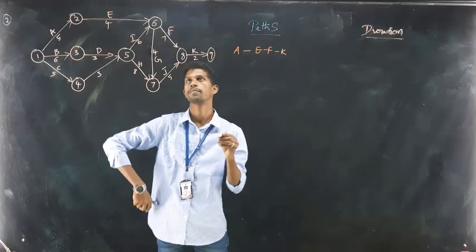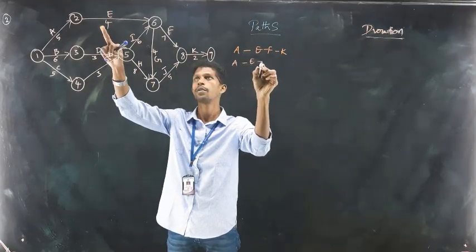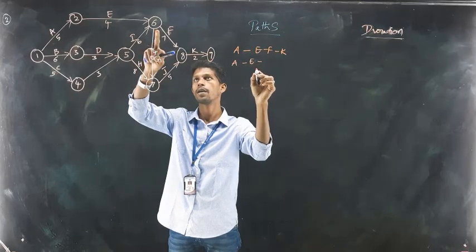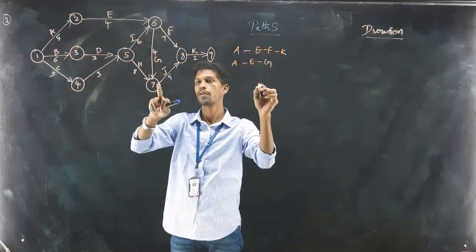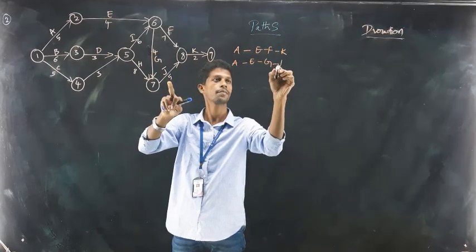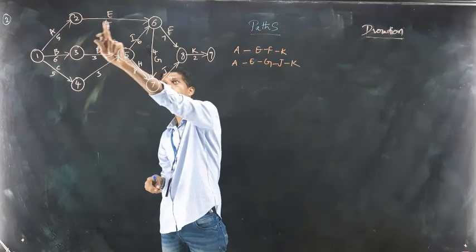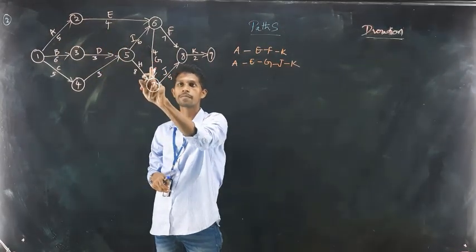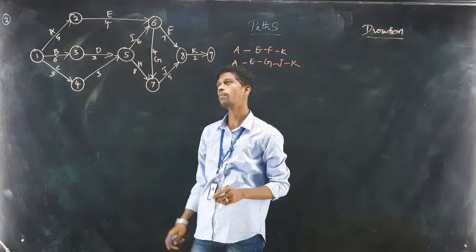Next, A follows E, follows G, follows J, follows K. Okay, this one is A, E, G, J, K. This is the second path.